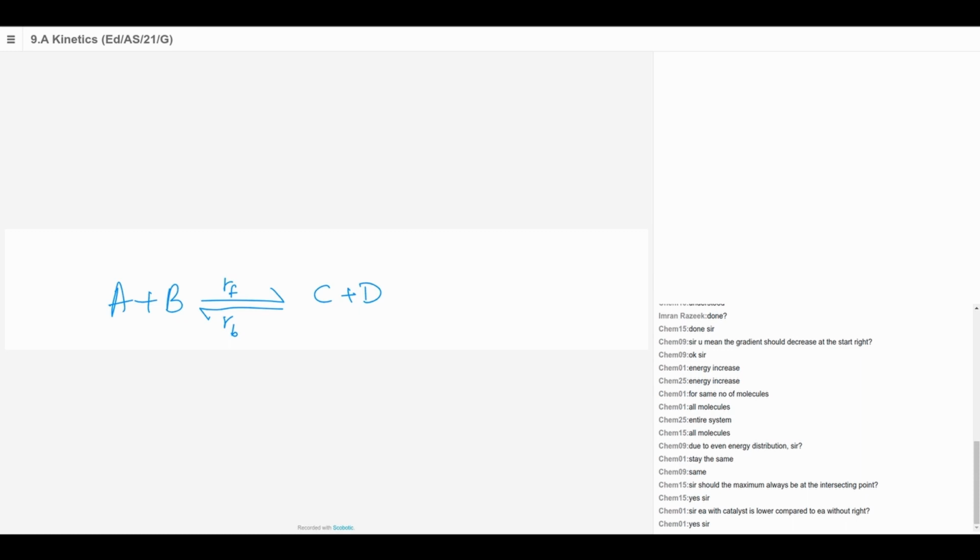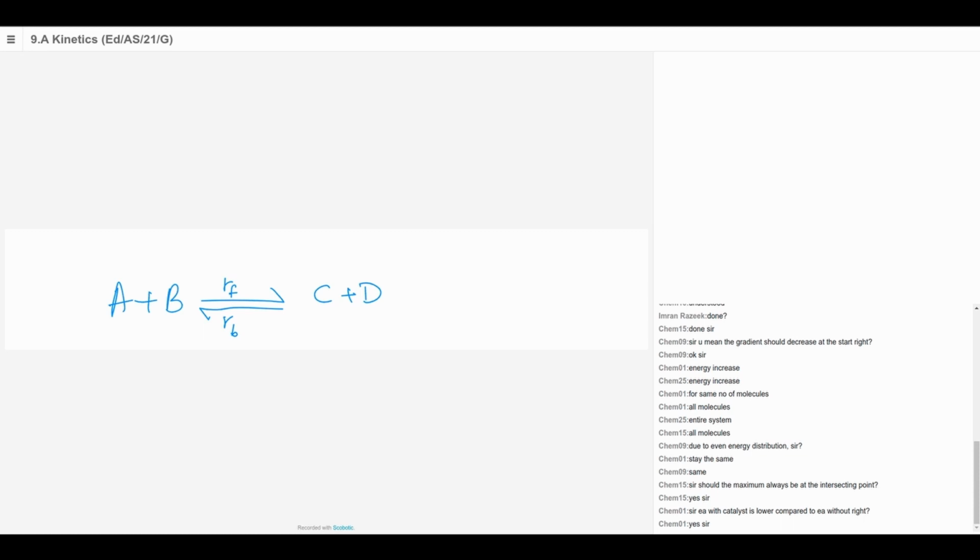If you make a change in the temperature, pressure, or concentration, what happens? The system will come out of equilibrium. What I mean by coming out of equilibrium is that it might either favor the reactants or it might favor the products.